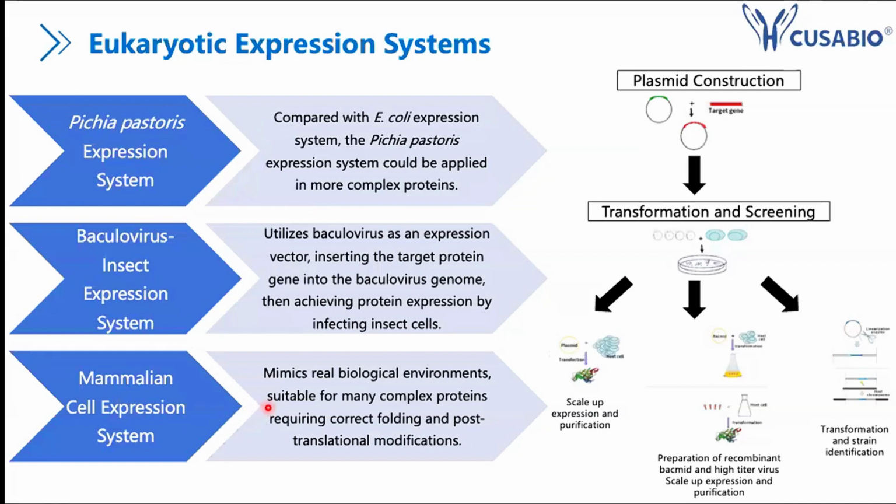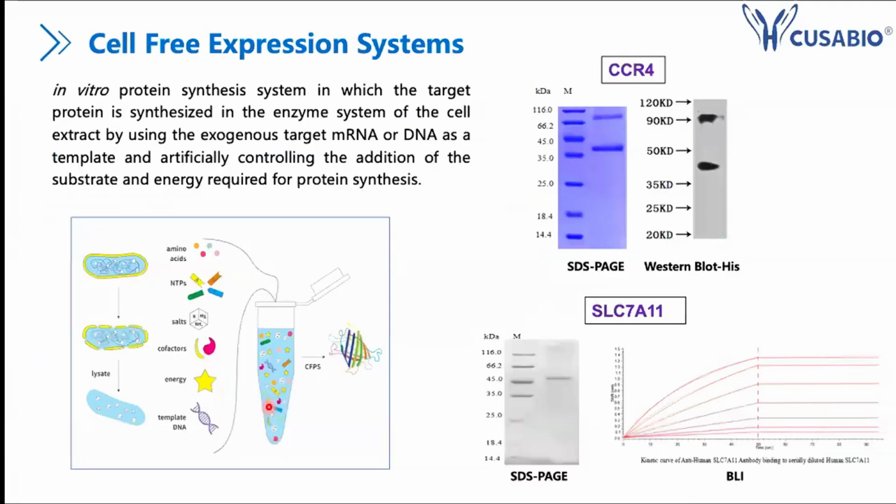Mammalian cells provide a real biological environment. So I would say that they are pretty suitable for many complex proteins, for example, transmembrane proteins. Transmembrane proteins usually require complex post-translational modification, to ensure that the proteins that we express are bioactive, so they can be applied in the drug market. And then, except for the previous 2, the last one I will introduce is the cell-free expression system.